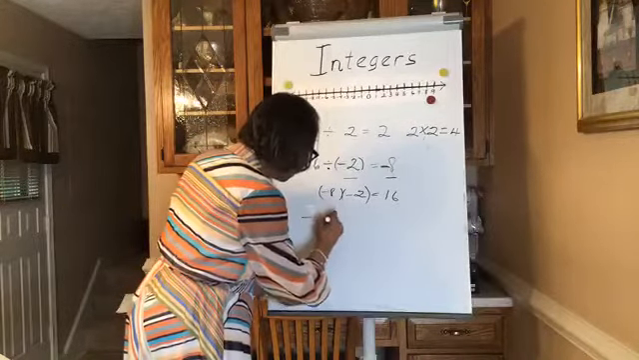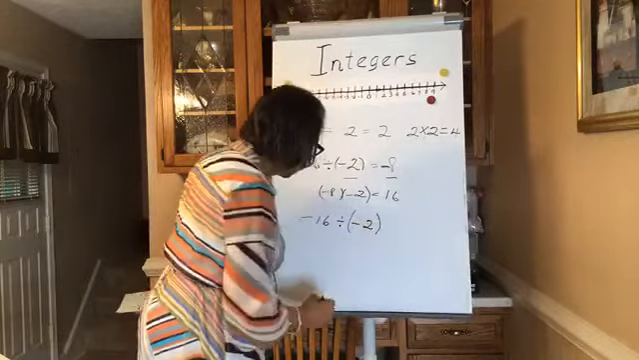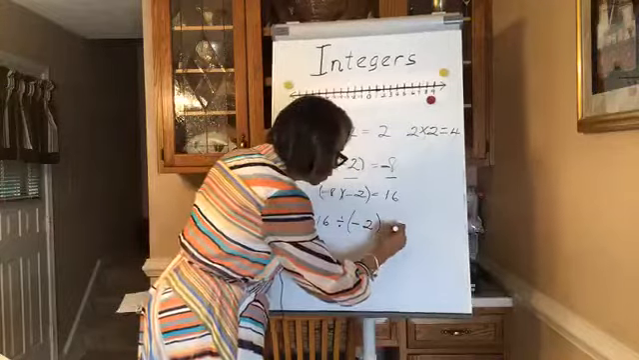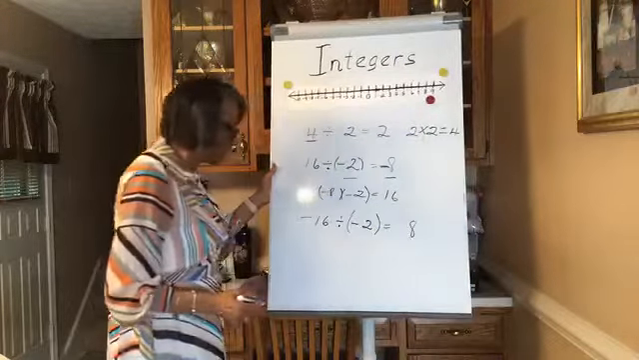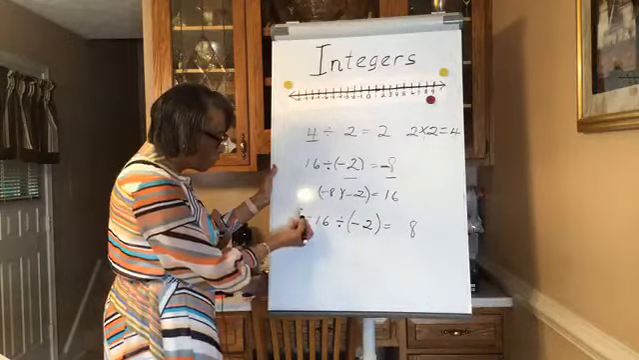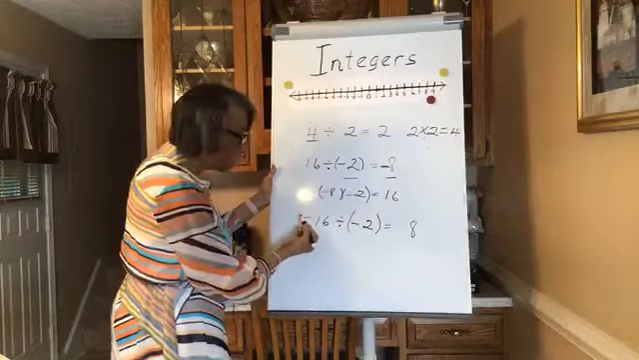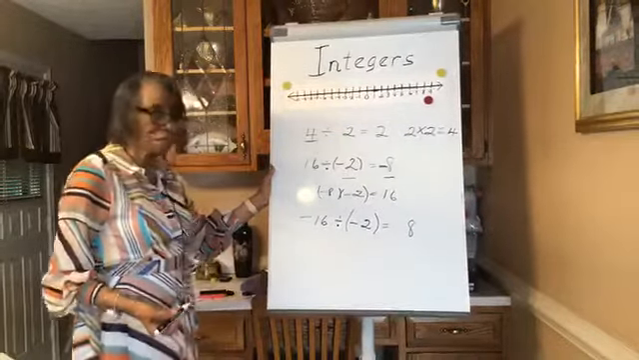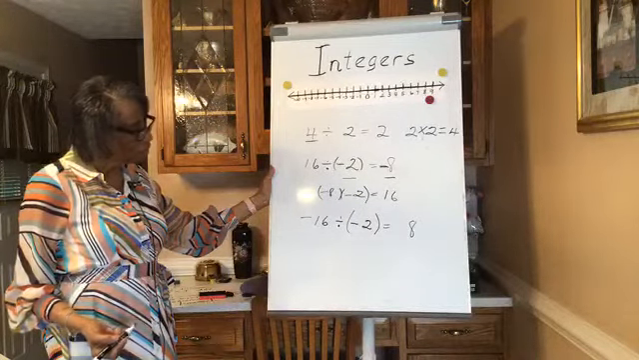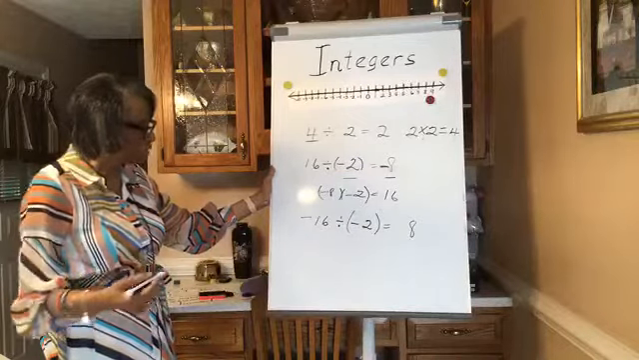All right, let's do negative 16 divided by negative 2. We know the quotient of the absolute values is going to be 8. Now we have to decide, is it positive or negative? This answer is negative, and we know that a negative times a positive equals a negative. So the answer is positive 8. All right. Questions? Put a question mark if you're still in the dark, and I'll know that I need to do more of that.